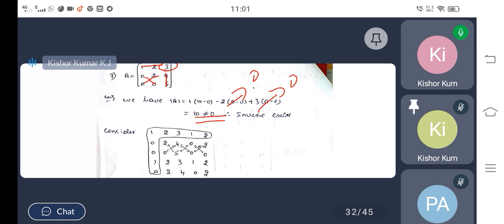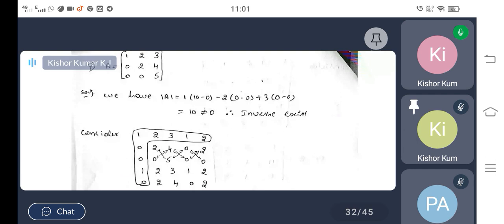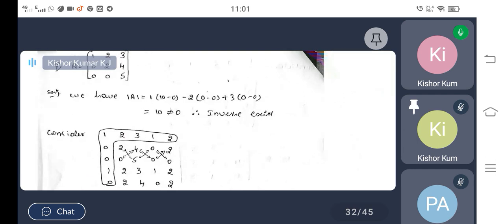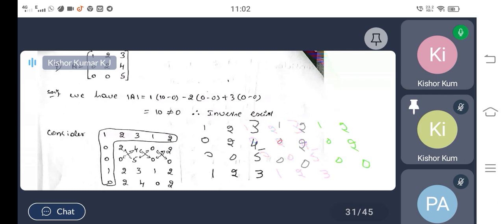So after getting this confirmation, now we should move to calculate the adjoint. So how to calculate the adjoint? As I mentioned before, I will repeat again the procedure. Now I will repeat the C1 and C2. First column 1, 0, 0. Second column 2, 2, 0. And after that I will repeat the R1 and R2. 1, 2, 3, 1, 2.